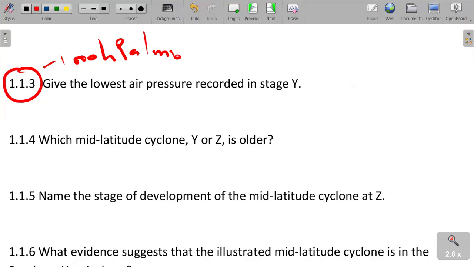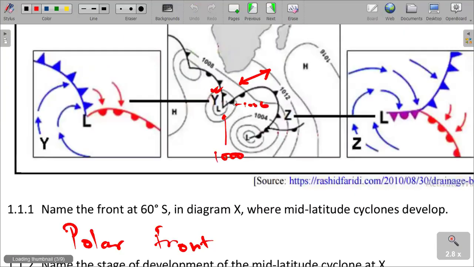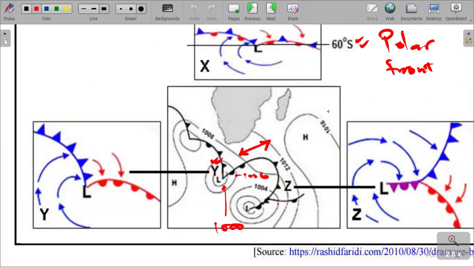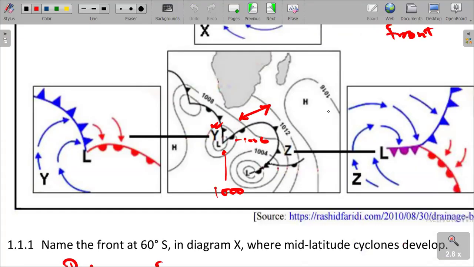And then the next question is saying which mid-latitude cyclone is older? Which mid-latitude cyclone is older in terms of Y or Z? In terms of Y or Z, which one is older? We are saying which one is older. As we can see, Y or Z, we are saying this is illustrating also the formation of mid-latitude cyclone.